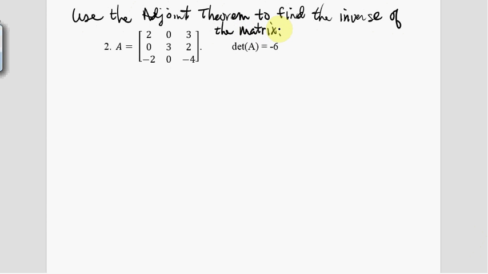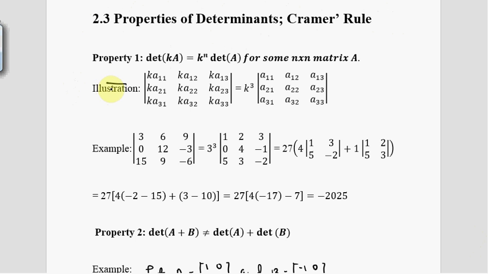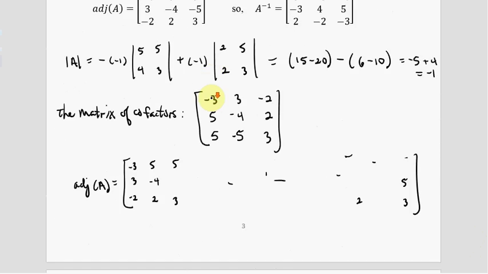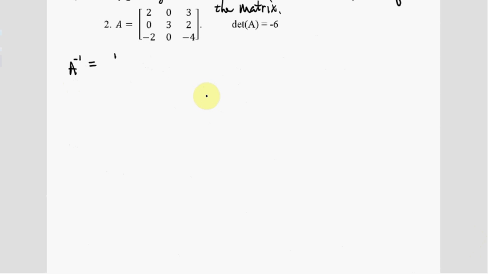So use the adjoint theorem to find the inverse of the matrix. The adjoint theorem simply says that A inverse is equal to 1 over the determinant of A times the adjoint of A. And you recall from yesterday that the adjoint is the transpose of the matrix of cofactors.